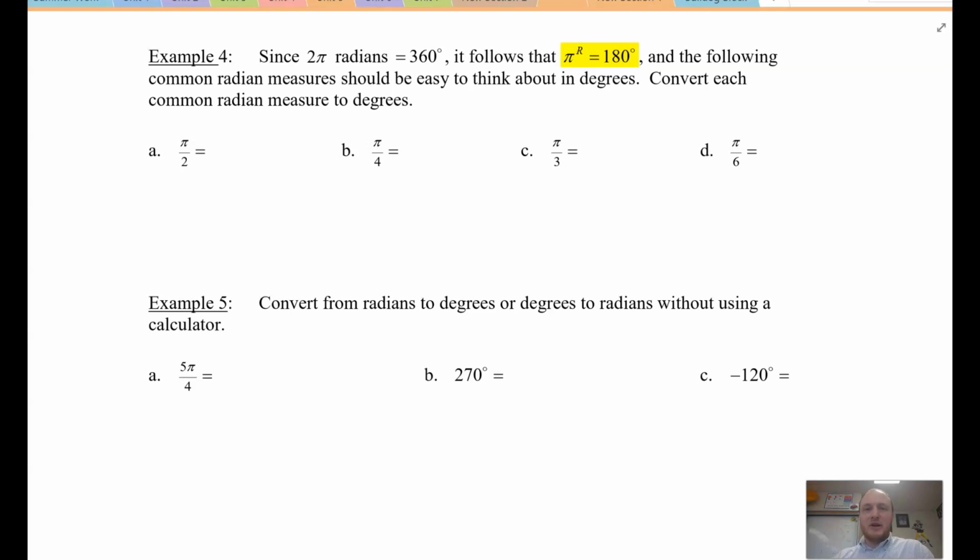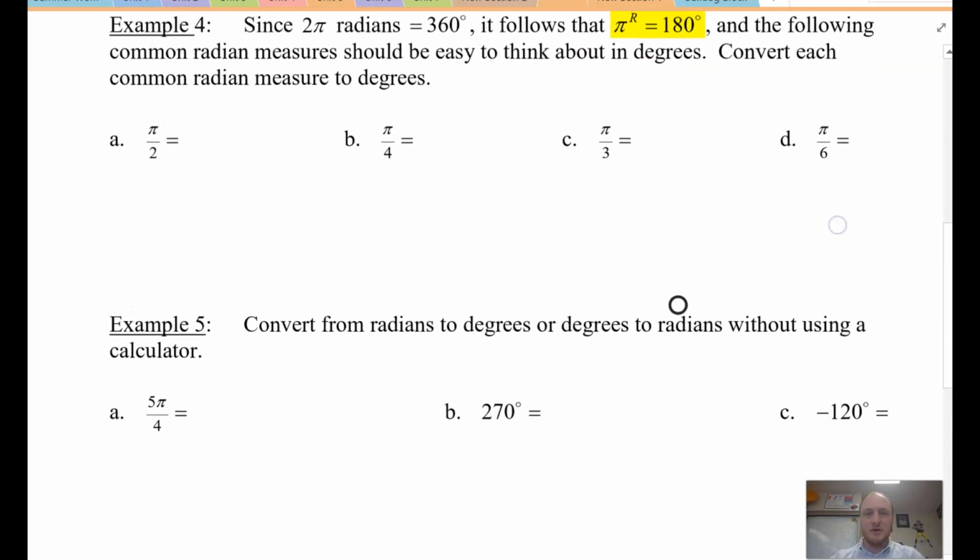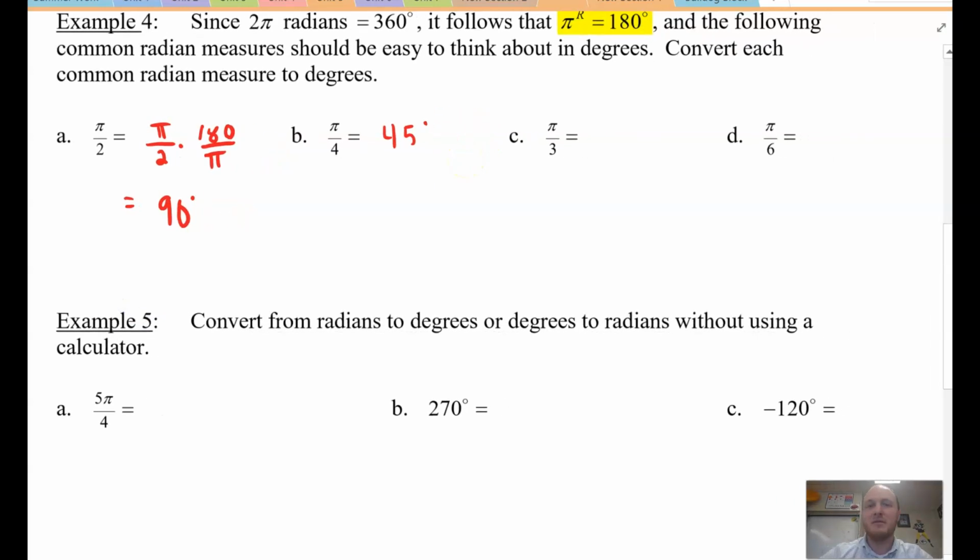Okay, so if we want to convert these angles into degrees, we can take pi over 2, and we can multiply by 180 over pi. But hopefully you recognize that pi over 2 is 90 degrees, right? And then same with these other angles, pi fourths. Again, I can do the same thing. I can multiply by 180 over pi, or you can just know that pi over 4 is 45 degrees.